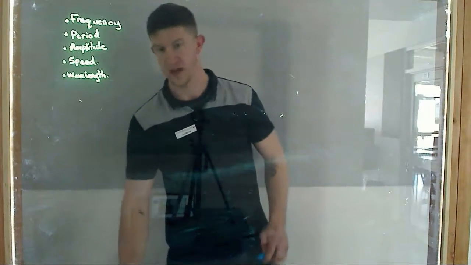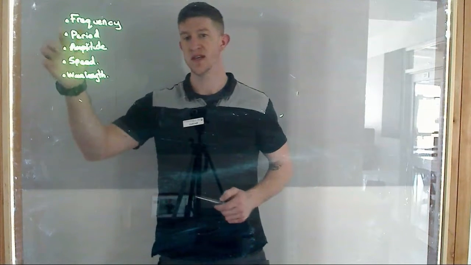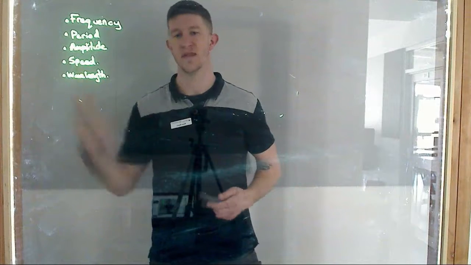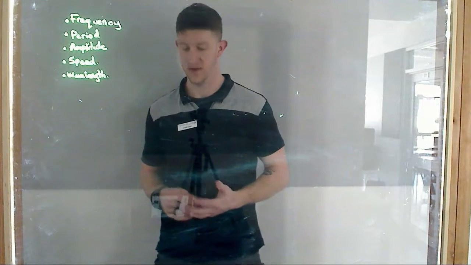In this lesson, we're going to look at characteristics of waves. So we're going to start with the frequency, then we're going to go into the period, amplitude, and talk about the wavelength, and then also what the wave speed is. And we'll conclude this by talking about the wave equation.